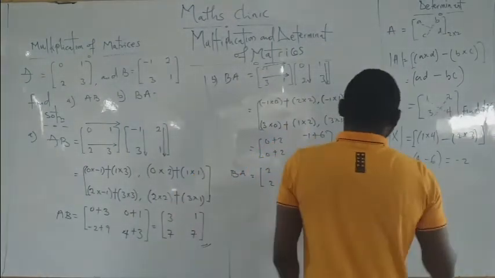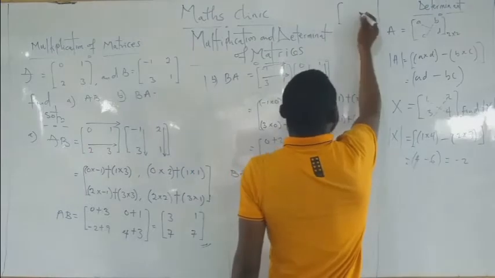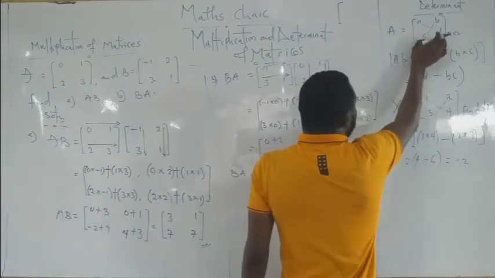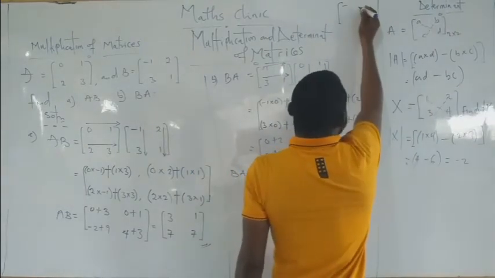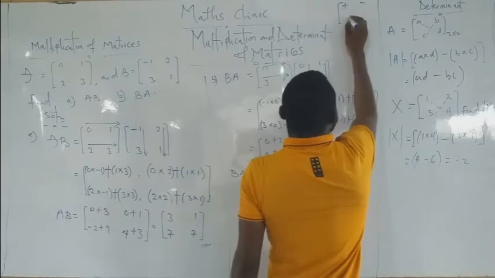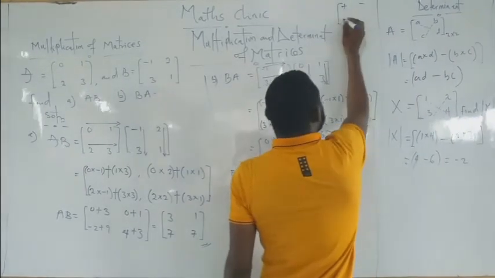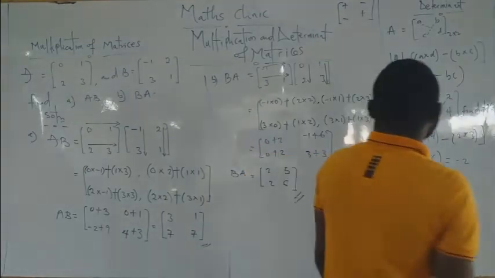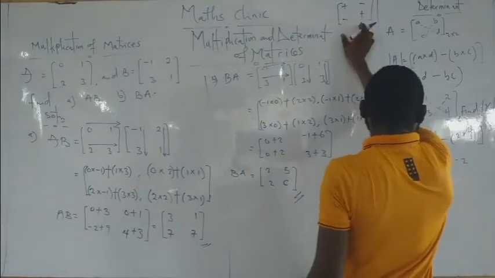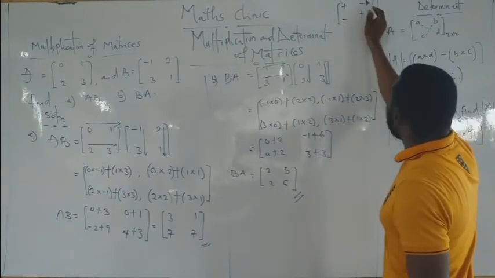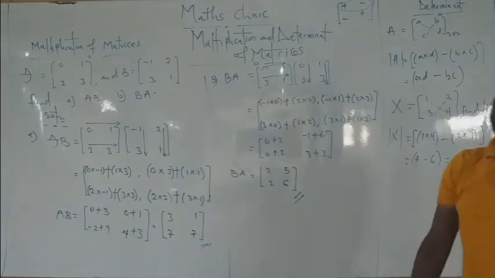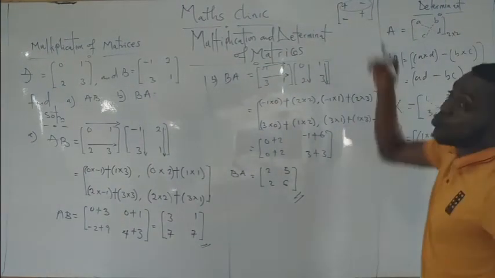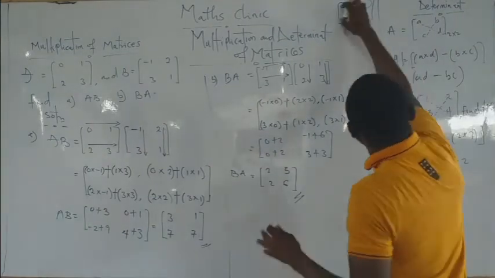For a 2 by 2 matrix, we can have it this way. The signs allotted are plus, minus, minus, plus. If this is plus, this will be minus. If this is minus, this will be plus. Can you see that? But looking for the determinant, we're only going to make use of the first signs. Why? Because we are using the first row.